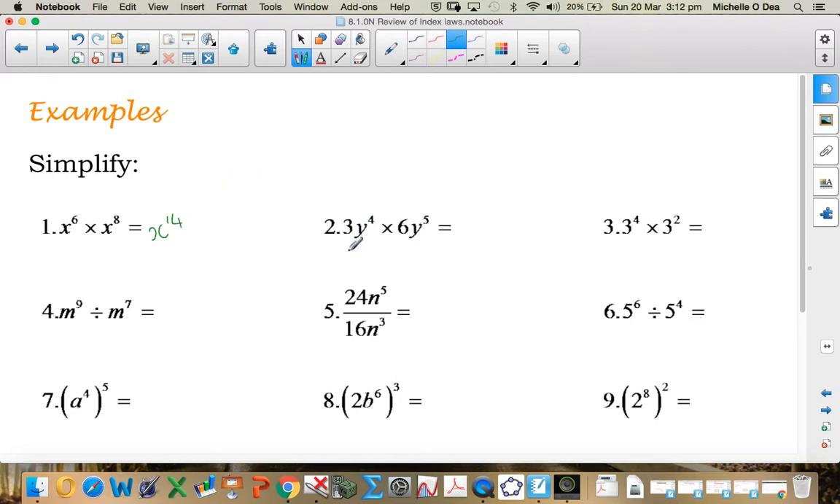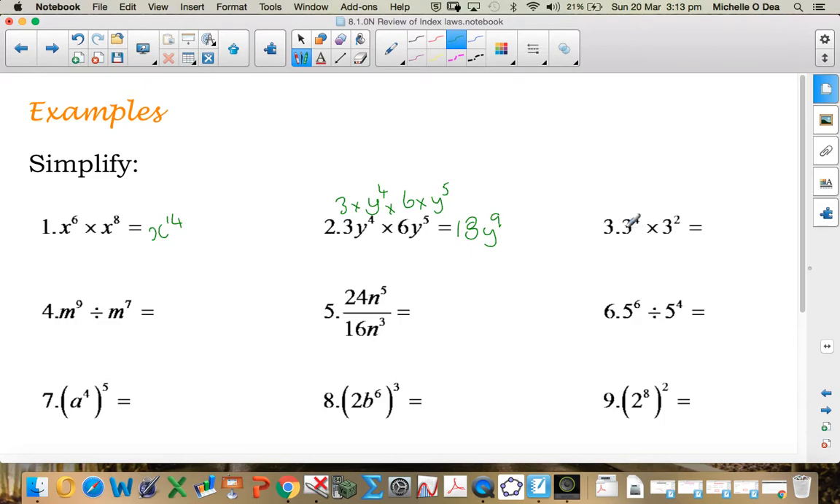Simple. This one, don't forget, this is the same as 3 times y to the 4 times 6 times y to the 5. So the numerical parts with multiplication, it doesn't matter which order you do it in. So we can just multiply the numbers first. 3 times 6 is 18. And then we use our rule for the exponent part. Y to the power of 4 times y to the power of 5. It's being multiplied, so we add the exponents, so we get y to the power of 9.